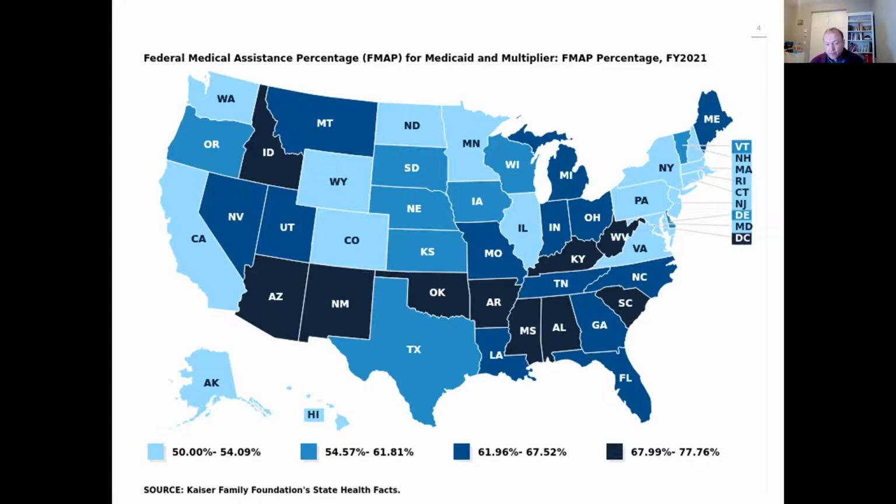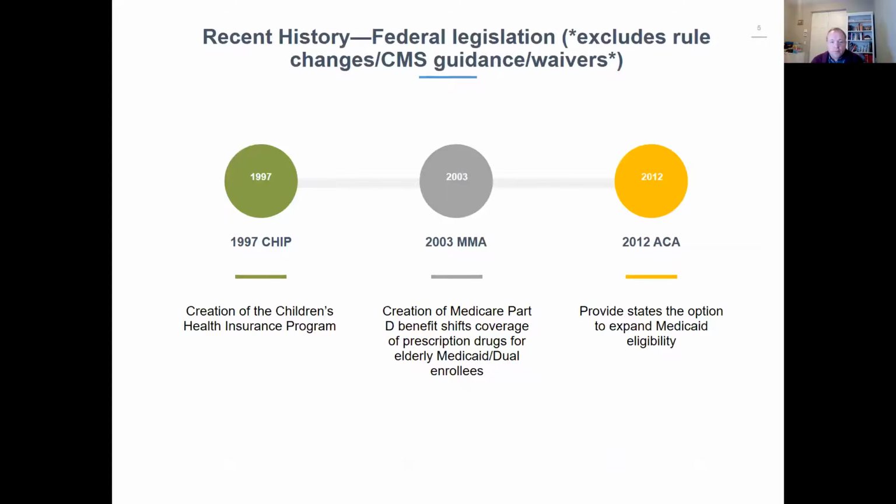By federal law, that can't be below 50%. So you'll note that this ranges from 50% upward all the way up to just over 75%. So there is variation in the federal dollars that are used to support state administration of the Medicaid program. One of many sets of variation across states.